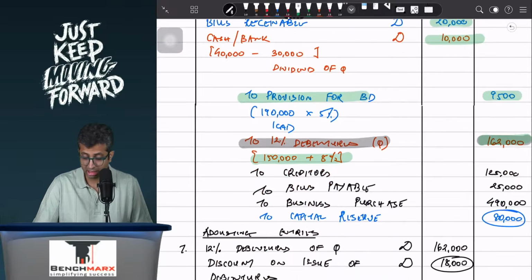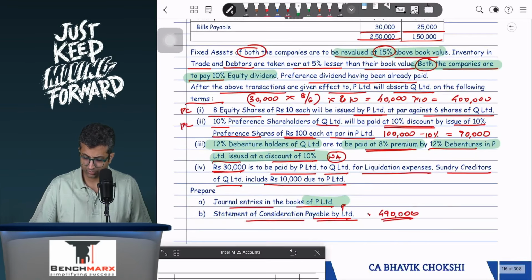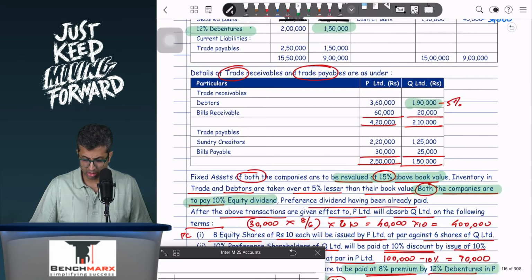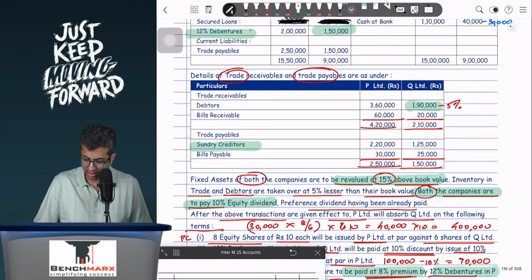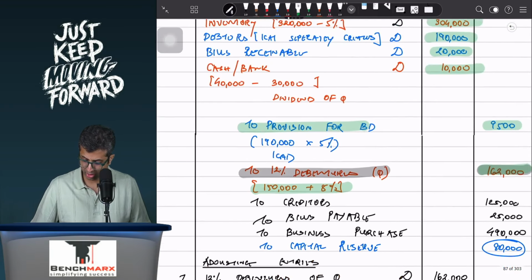12% debentures. Next, you will have creditors taken over at 1,25,000, bills payable taken over at 25,000, and hence 1,50,000. So this is creditors taken over at 1,25,000 and bills payable as well at 25,000.